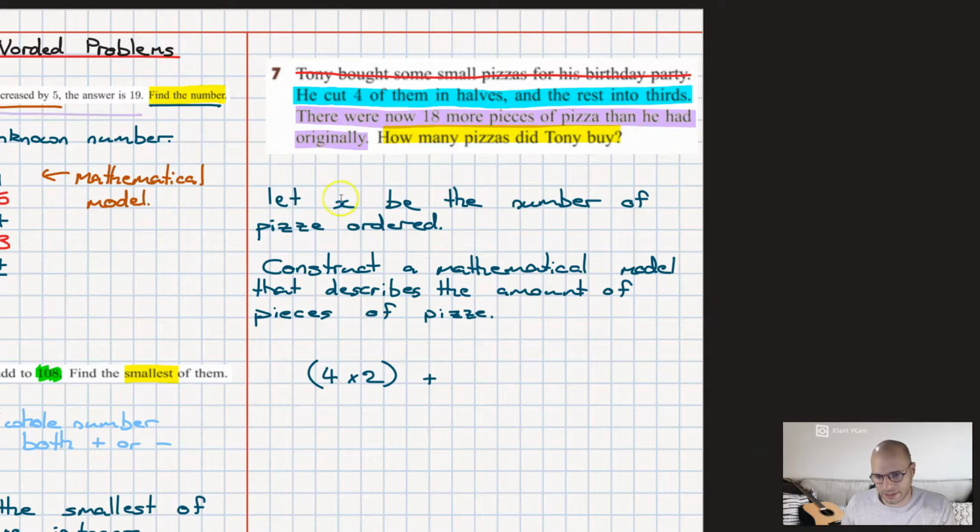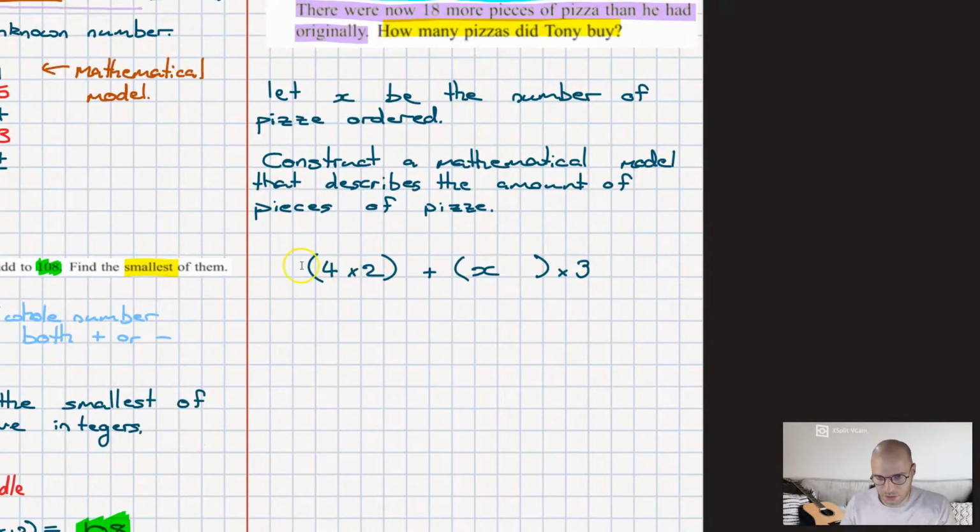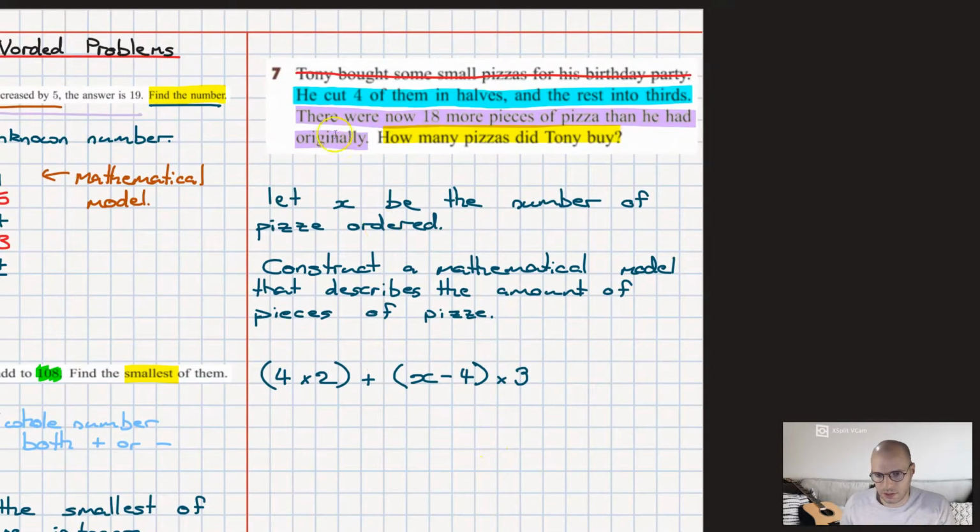Now if X over here is the number of pizzas ordered, we cut X, take something into thirds. Now if we've cut 4 of them over here into halves, then we're going to cut X minus 4 into thirds. So this expression here explains how many pieces of pizza we've just chopped all of the pizzas into.